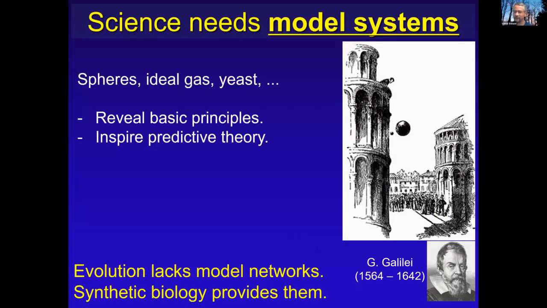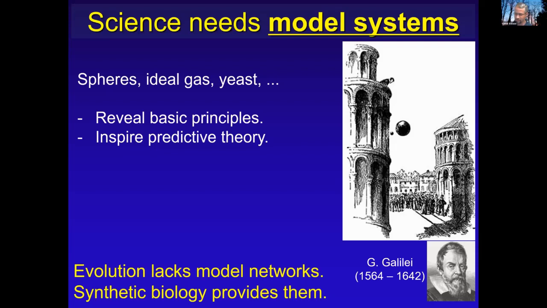But the point I'm trying to make is that science needs model systems. So there's a lot of beautiful theory, but it's always nice to have a model system to test it. And model systems tend to be not too complicated. Here on the right, you see Galilei dropping spheres to prove basic principles of free fall. Of course, in thermodynamics, we have the ideal gas. It's a model system. It's very useful. This is where we start. In biology, you have yeast. It's a simple organism. And we need things like that for evolution.